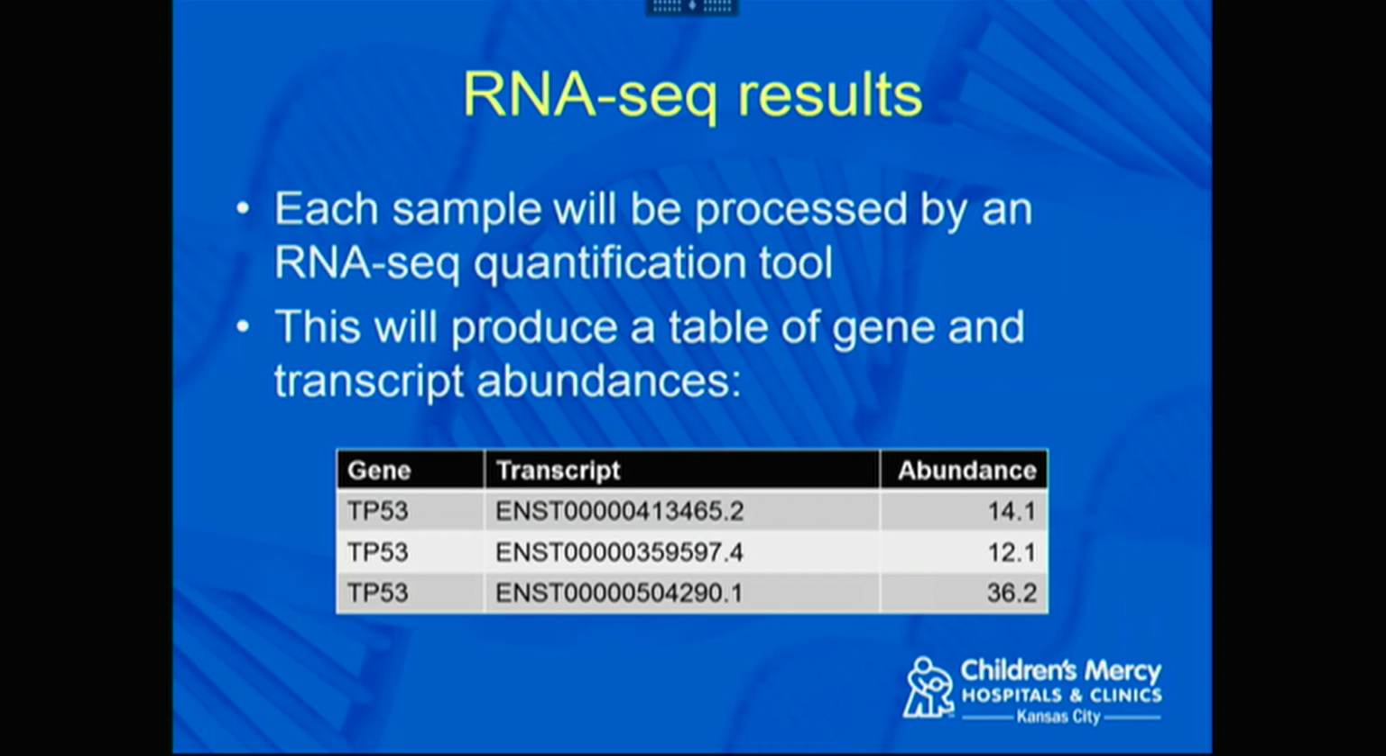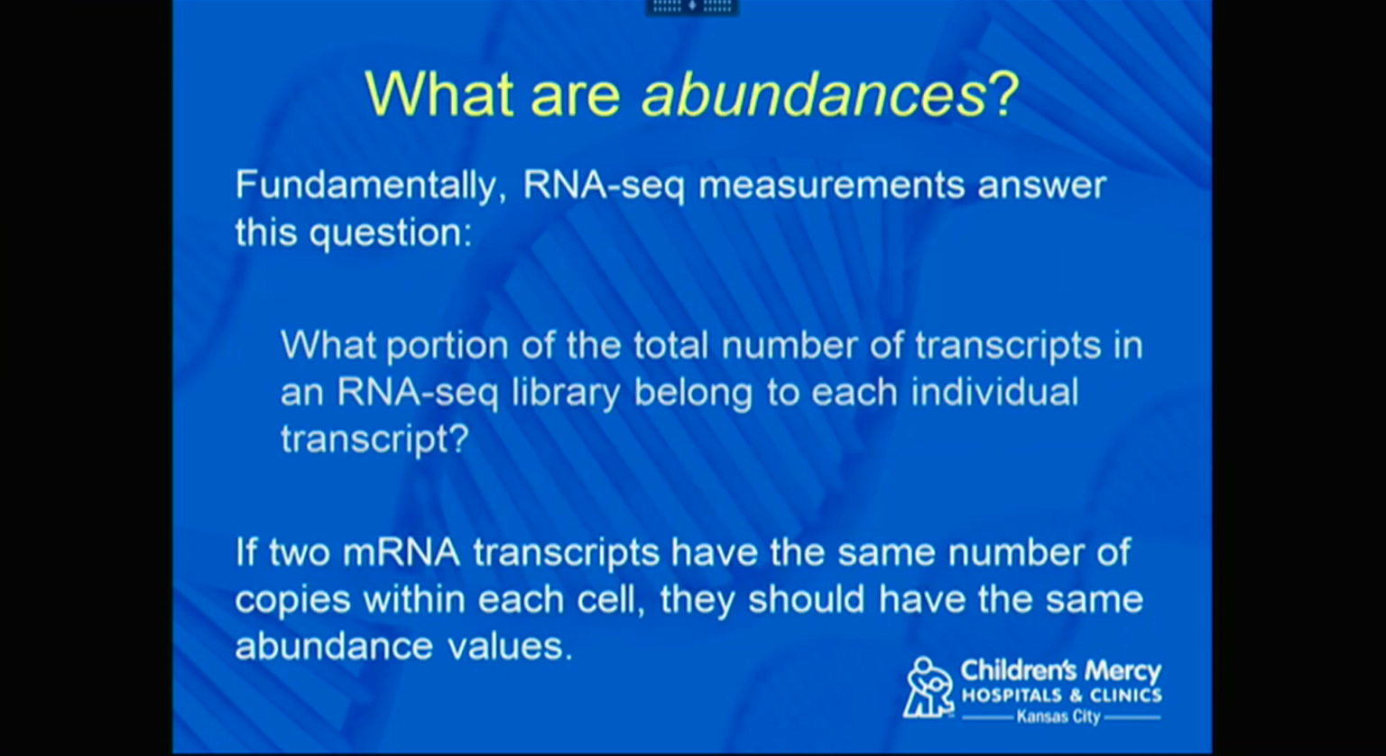So you get this abundance measurement. And this is, I feel like, one of the most confusing things when I talk to people about RNA-seq: what this abundance measurement actually means and how you can interpret it biologically. So fundamentally, the abundance measurement is just telling you what portion of the transcripts that were observed in the RNA-seq library belong to this particular transcript.